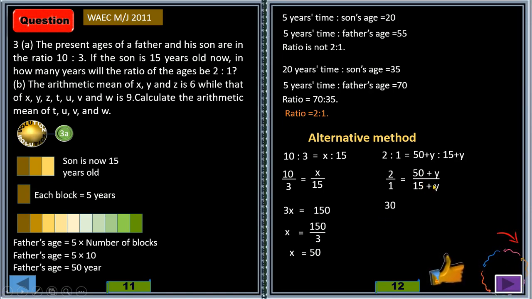Then cross multiplying, 2 times 15 will give us 30, 2 times y will give us 2y. Then 1 times 50 will give us 50, and 1 times y will give us y. Then we collect like terms. 2y minus y will give us 50 minus 30. On simplification, we are going to get that y will be 20. So the answer to that question will be 20.